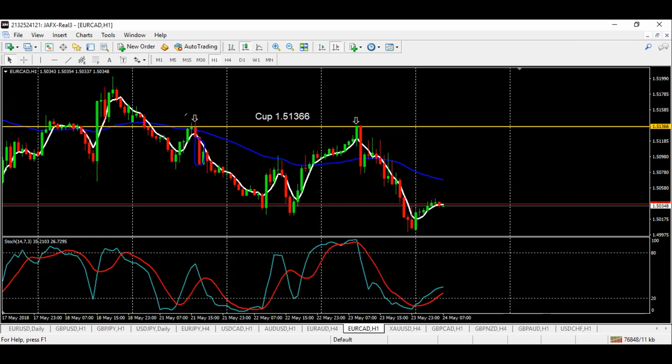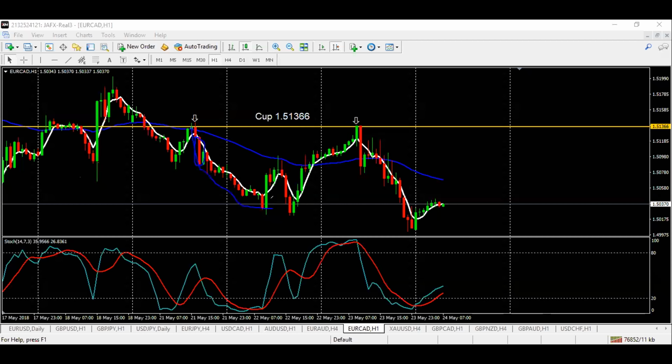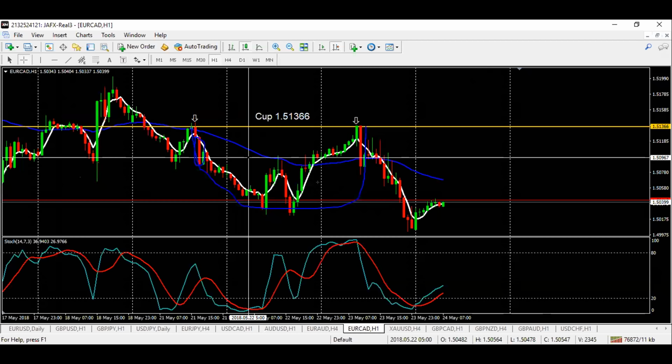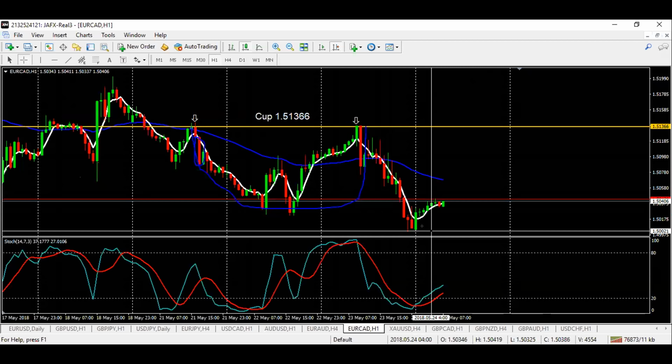I can't make this up. Boom. Comes back around. There goes your drop. How many pips is this? Let's go count pips. That's 136 pips.